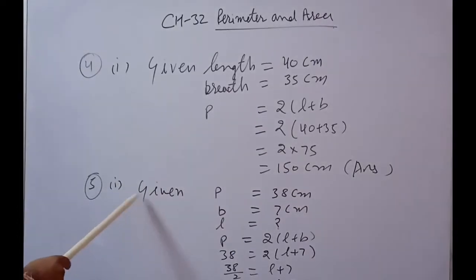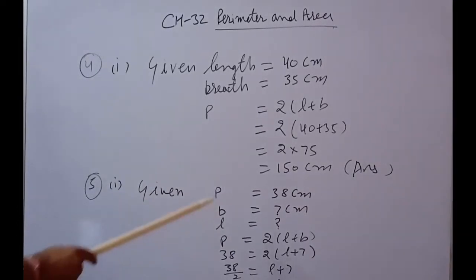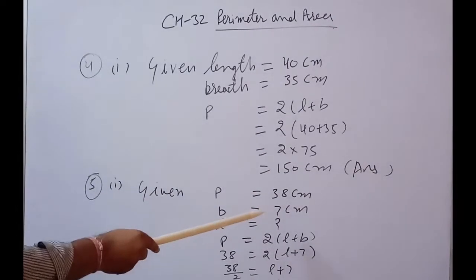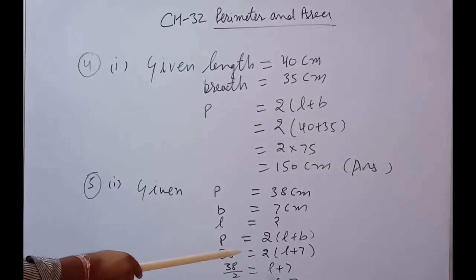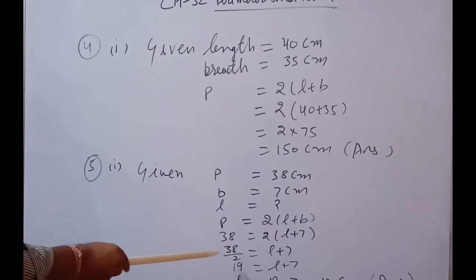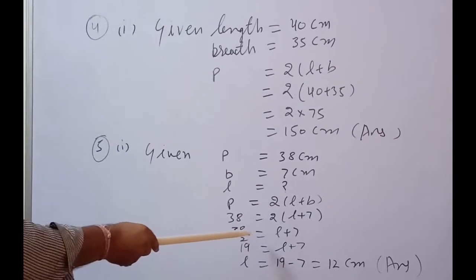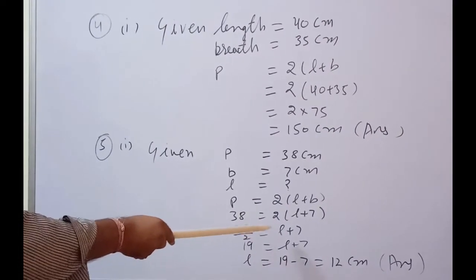Now the question number 5, first part. Given that perimeter equal to 38, breadth equal to 7, we have to find the length. Use the formula perimeter equal to 2 into (l plus b). 38 equal to 2 into (l plus 7). 38 upon 2 equal to l plus 7.